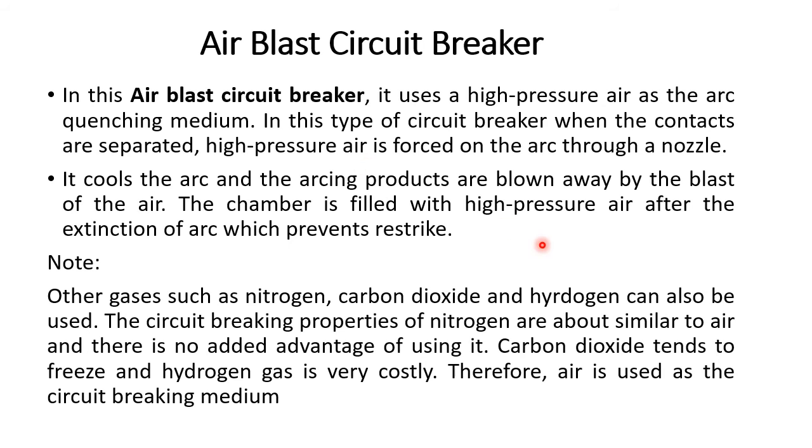The chamber is filled with high pressure air after the extinction of the arc, which prevents the restrike. Here, in place of air, we can also use other gases such as nitrogen, carbon dioxide, and hydrogen. The circuit breaking property of nitrogen is similar to air, but there is no added advantage in using it. Carbon dioxide tends to freeze, and hydrogen gas is very costly. Therefore, air is the cheapest medium which can be used in an air blast circuit breaker.